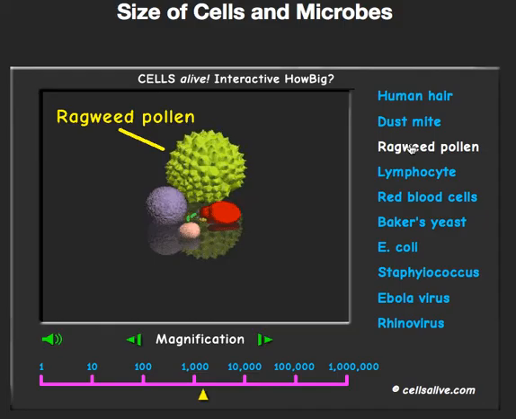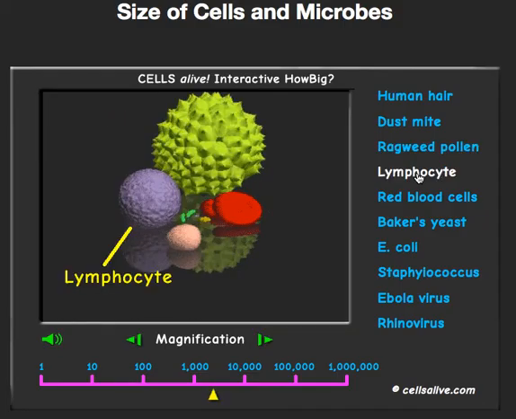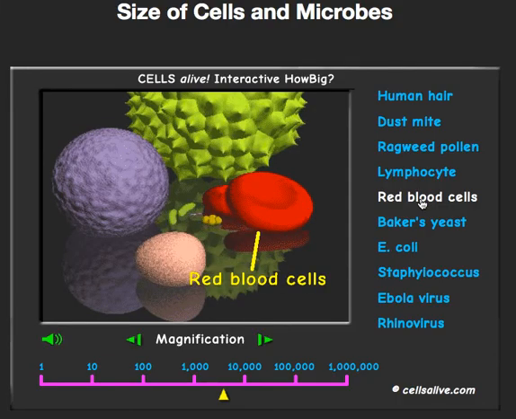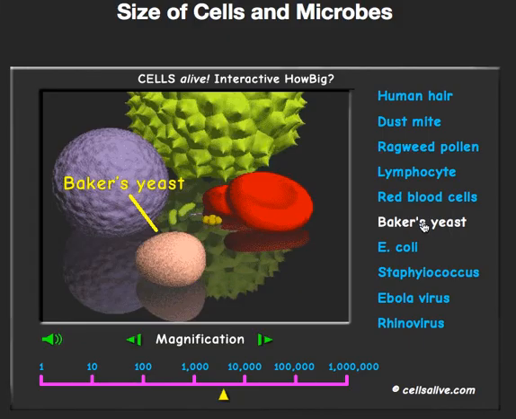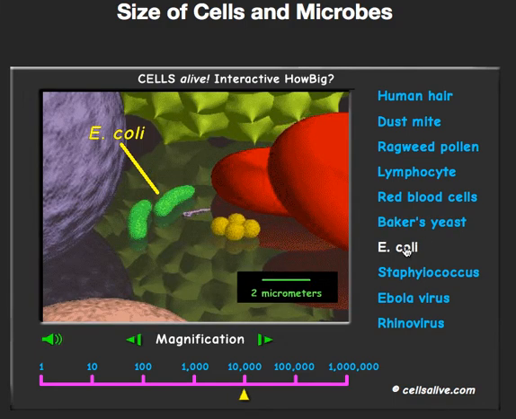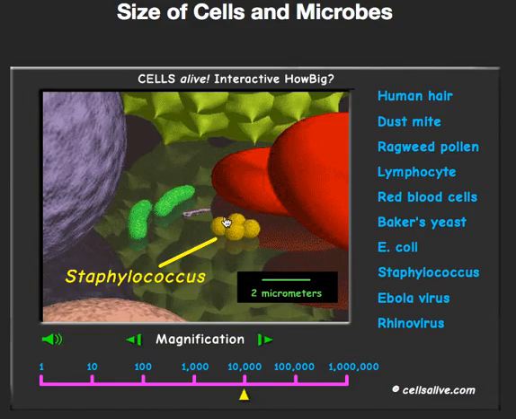So there are things on there that we want to measure, specifically the human hair, the dust mite, ragweed pollen, the lymphocyte, which is a white blood cell, the red blood cell, which is a little smaller as you can see, Baker's yeast, which is a type of fungus, E. coli, a type of bacteria, another type of bacteria that's spherical, Staphylococcus, and 2 types of virus.